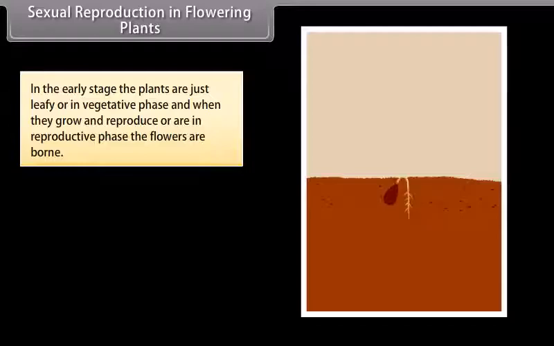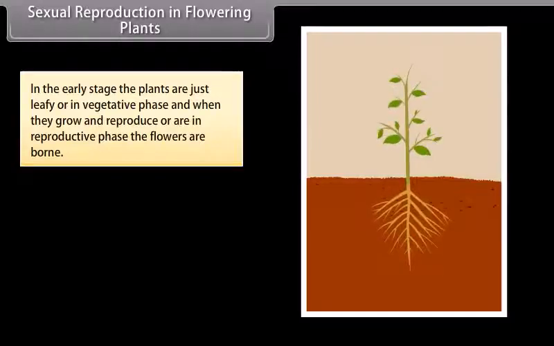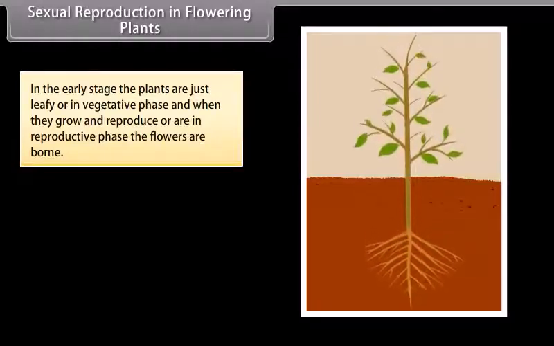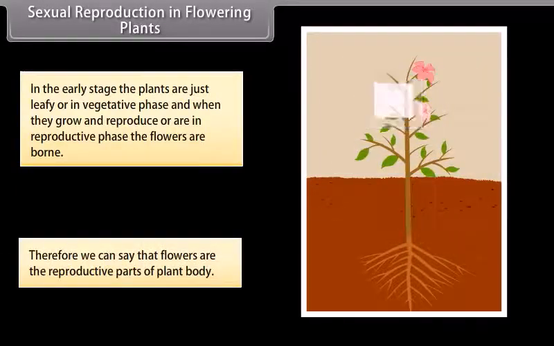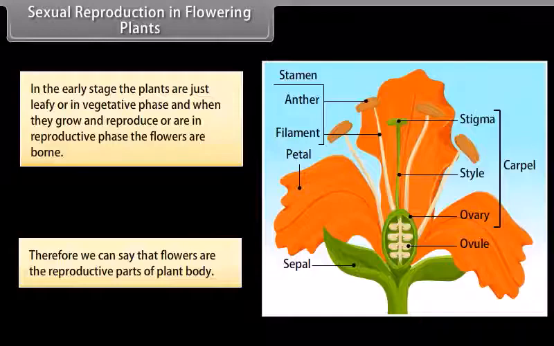Sexual reproduction in flowering plants. In the early stage, the plants are just leafy or in the vegetative phase, and when they grow and reproduce, or are in the reproductive phase, the flowers are born. Therefore, we can say that flowers are the reproductive parts of the plant body.